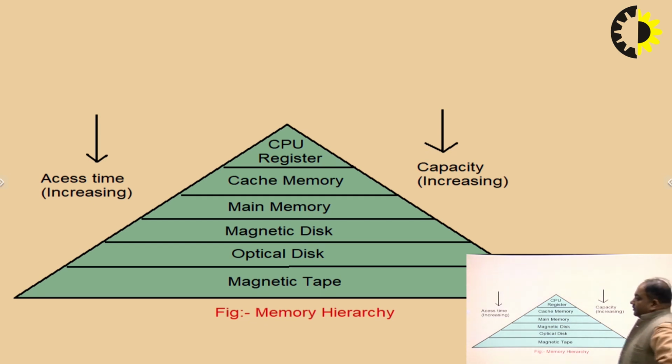So the minimum access time, or the fastest memory, is the CPU register, and the memory taking the maximum time is magnetic tape. If I start from the bottom, it starts from magnetic tape and goes up to the CPU register. So magnetic tape, optical disk, magnetic disk, main memory, cache memory and CPU register. It is the hierarchy of memory on the basis of access timing, with increasing access time and increasing capacity. This increasing capacity might be not only in GB but also in physical size.